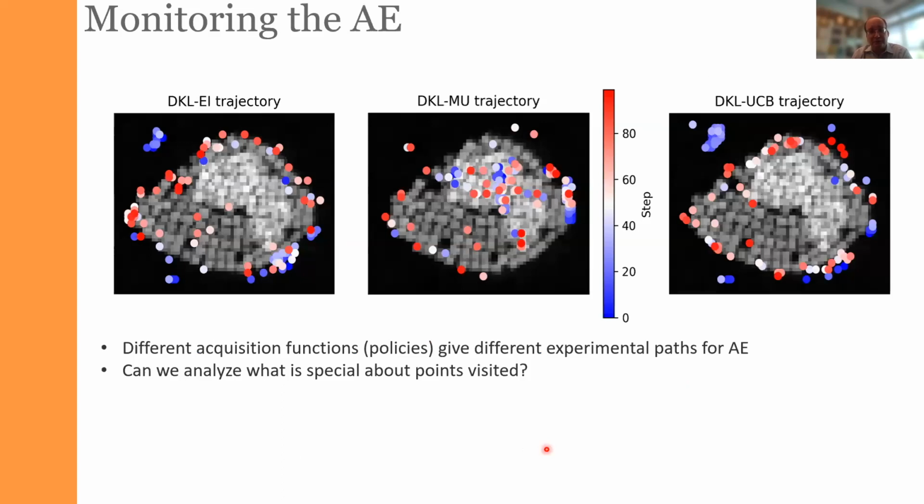So what else can we monitor? We can monitor the trajectory. This is an example of the same data set where I have simulated the deep kernel learning process using the expected improvement, maximum uncertainty, and upper confidence bound. You can see that the exploration trajectories are very different. So given the scalarizer that I've chosen, both my EI and UCB have explored the outer envelope of this cluster of particles. They probe the situation inside a little bit, but not much. And they spend quite a lot of time exploring this standalone particle.